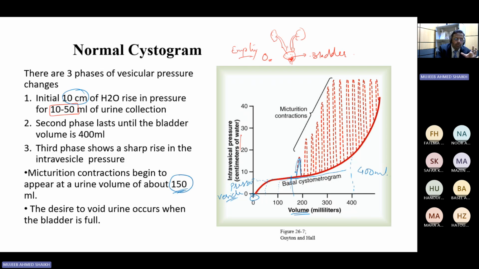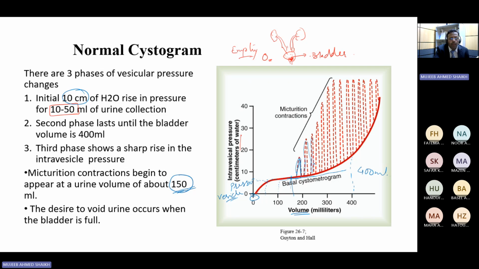Bladder will start to contract to void the urine. At what amount? Around 150 ml. But these contractions will not last longer. They will appear and disappear. When more urine is collected, again there will be slightly more contraction and relaxation, but still it will not cause the micturition reflex to occur. The contractions of the bladder are occurring, but they are not long lasting. It is just coming and going, coming and going.